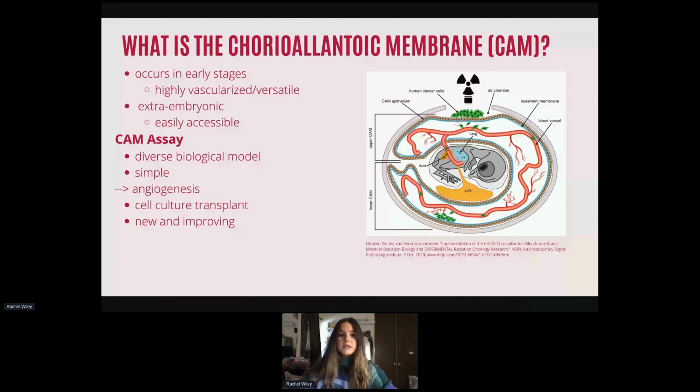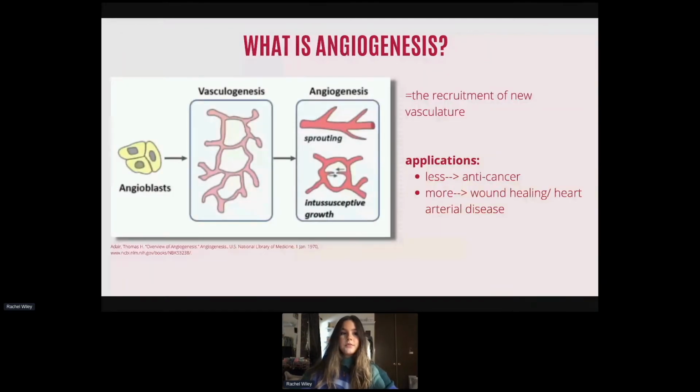Given its proximity to the surface, the CAM is very easily accessible through the shell. Both of these qualities make the CAM useful in modeling a large variety of biological mechanisms, but also simple and cost-efficient to carry out. Research areas that currently involve the CAM model include, but are not limited to, biochemistry, bioengineering, and drug development. However, the most prominent application of the CAM is to model angiogenesis in humans.